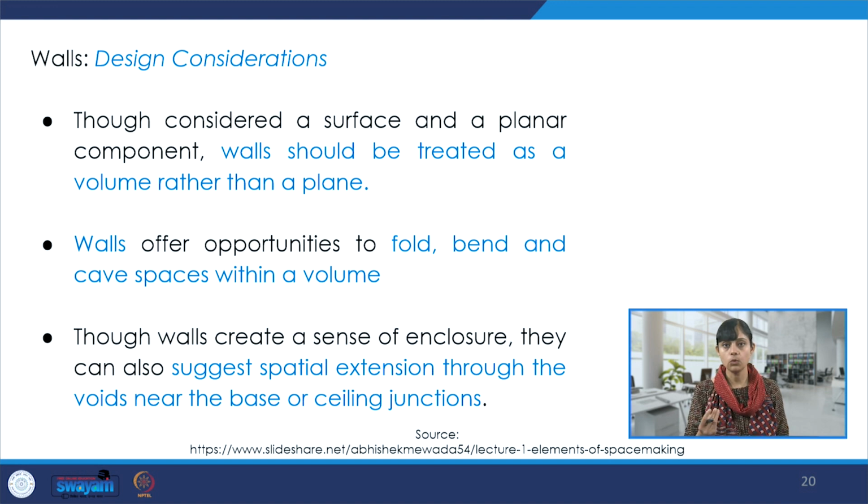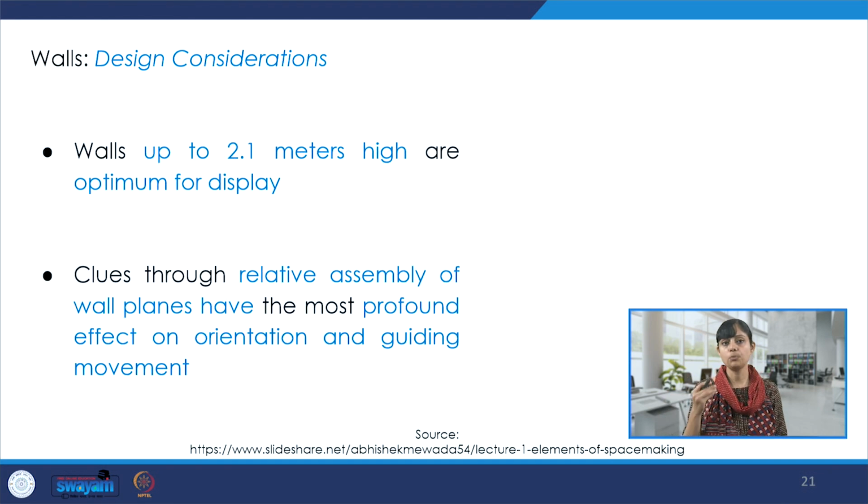Now, walls fold, bend and cave spaces within a volume. They also suggest partial extension through the voids that we see near the base or the ceiling junctions. Walls up to 2.1 meters high are optimum for display, and the relative assembly of wall planes has a profound effect on orientation and guiding movement.